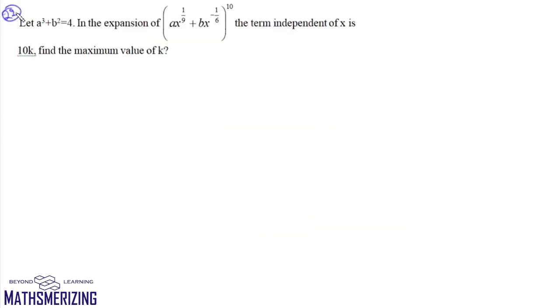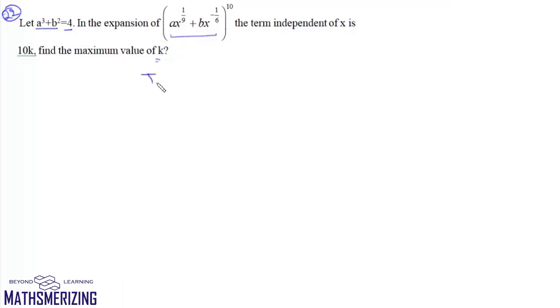Now question number 22 is: let a cube plus b square equal 4. In the expansion of (a x to the power 1 by 9 plus b x to the power minus 1 by 6) to the power 10, the term independent of x is 10k. Then we need to find the maximum value of k.